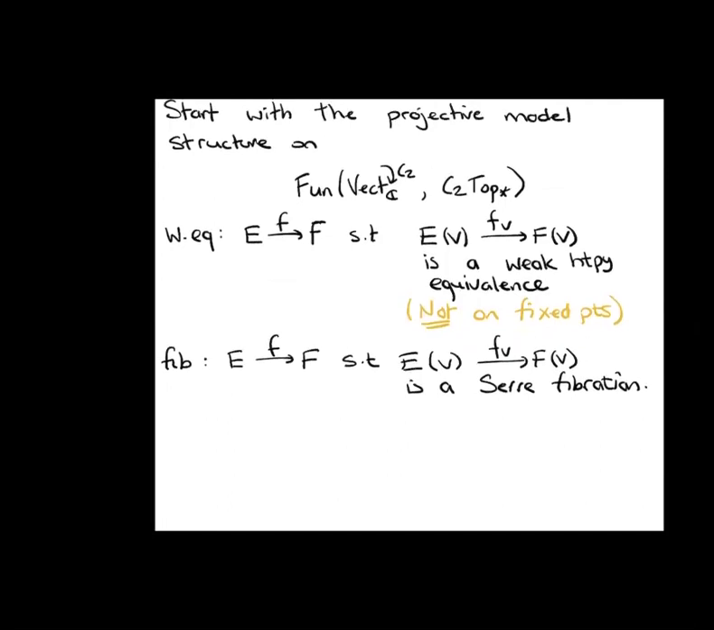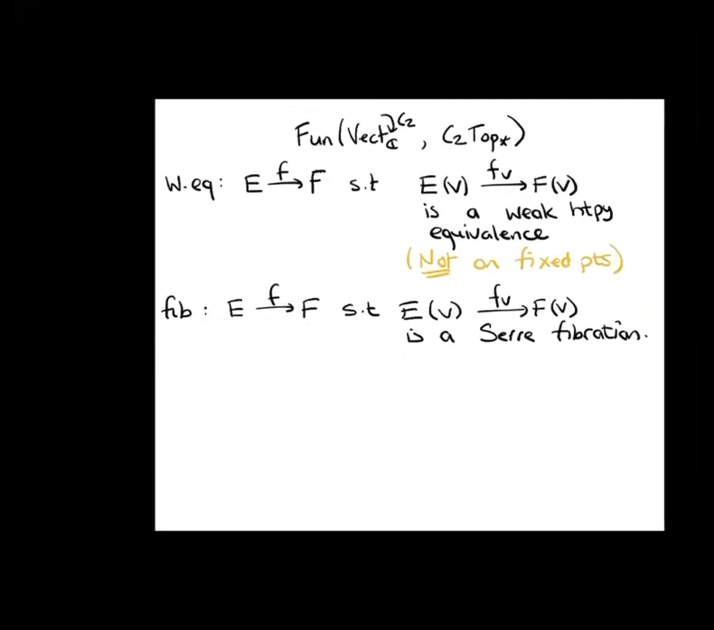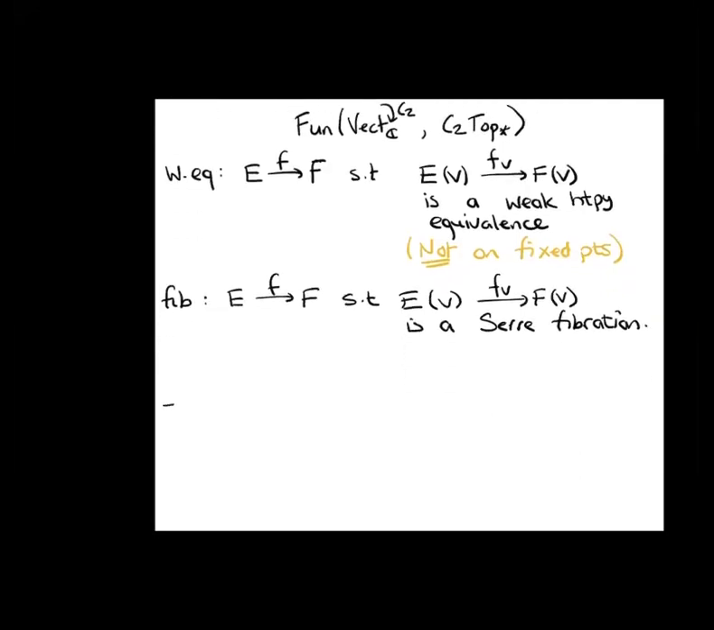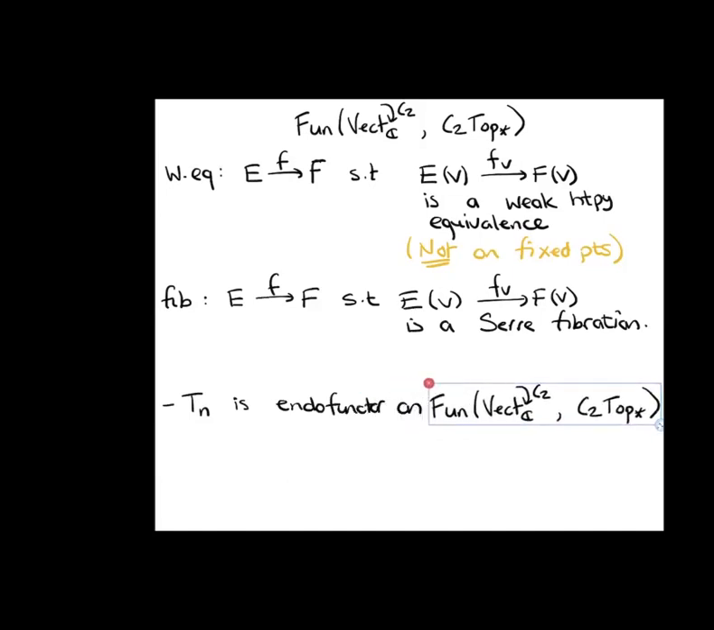Okay, so this model structure has all the properties you would ever want a model structure to have, which means we can do various localizations to it. And one thing I'm going to do is localize at the functor Tn. So this is a very particular type of localization. The thing to note is that you can think of the polynomial approximation as an endofunctor on the category of functors that we care about. So it sends a functor to its polynomial approximation. So we can Bousfield-Friedlander localize at this endofunctor.